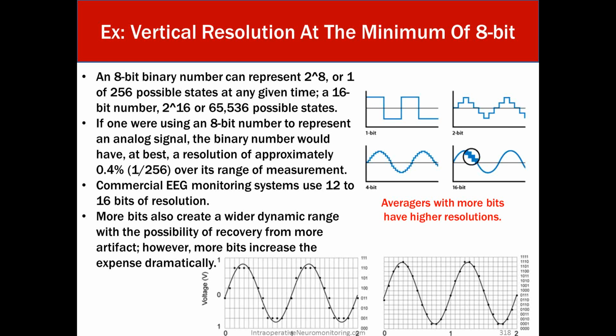So averagers with more bits have a higher resolution, as we see with 1-bit, 2-bit, 4-bit, 16-bit. Any gamers out there should be familiar with this. Nintendo, I think, was originally 8-bit, but now we are up to like 64 or something like that, where the resolution or the quality of the image is way, way better.